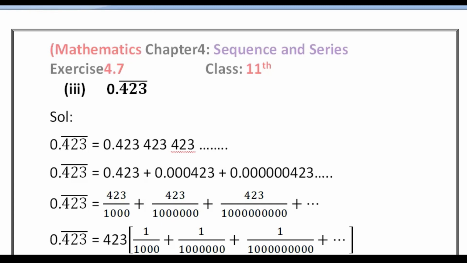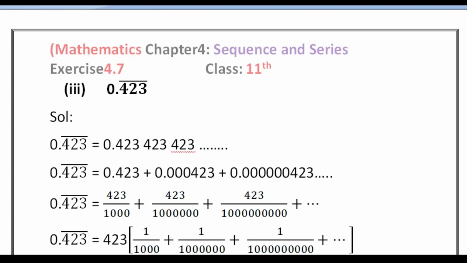So we can also write it in addition form, that is 0.423 plus 0.000423 plus 0.000000423 and so on. So 0.423 bar can also be written in fraction form, that is 423 divided by 1000 plus 423 divided by 10 power 6 plus and so on.